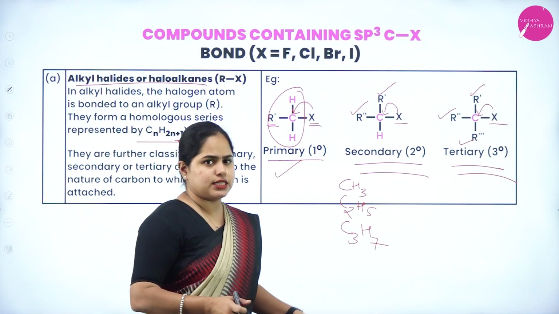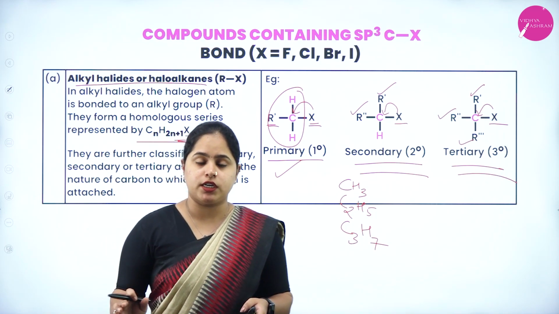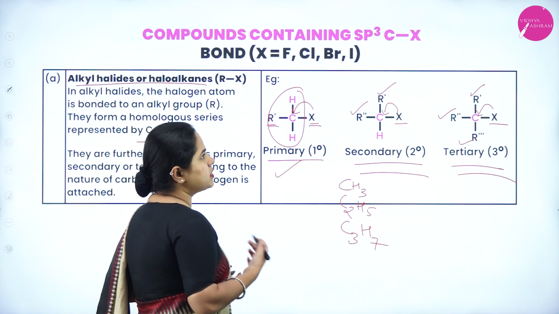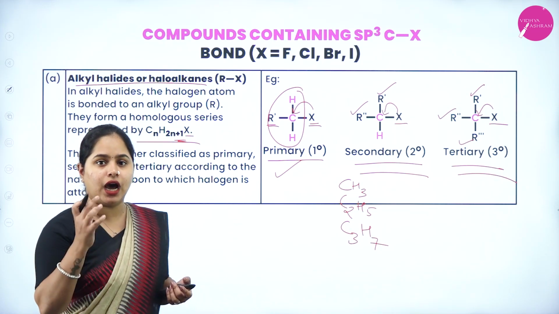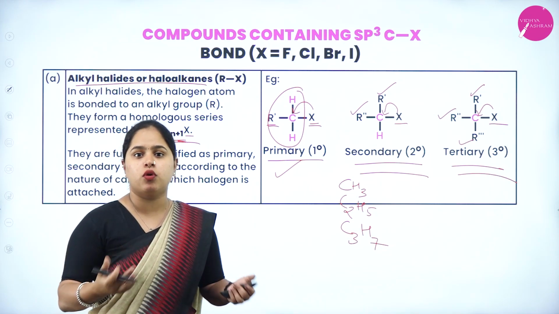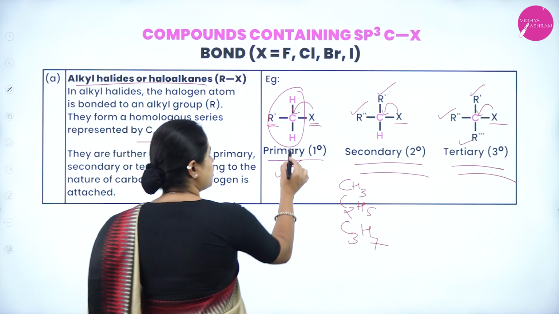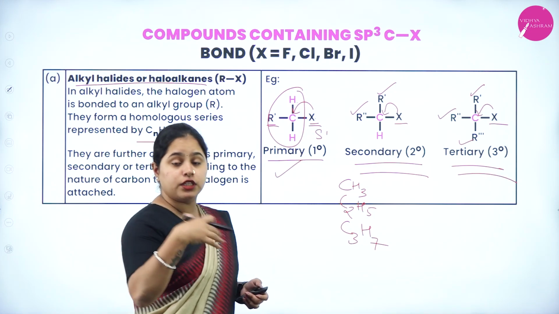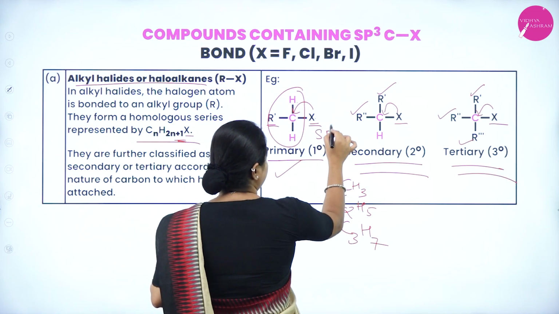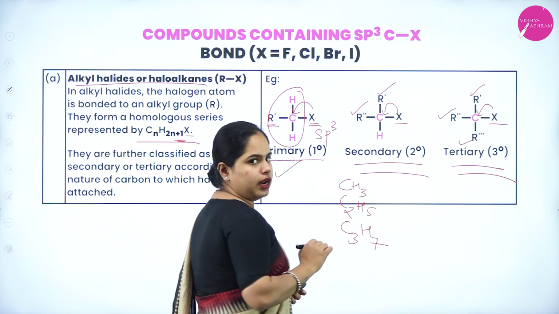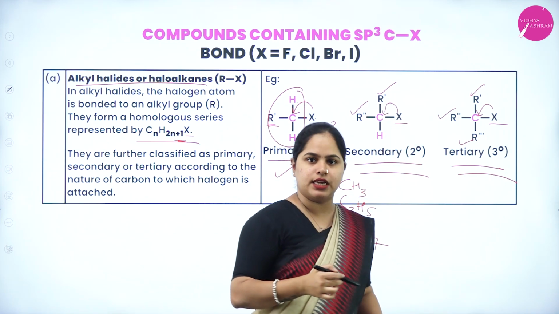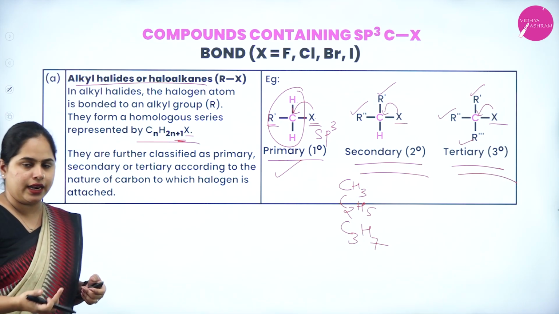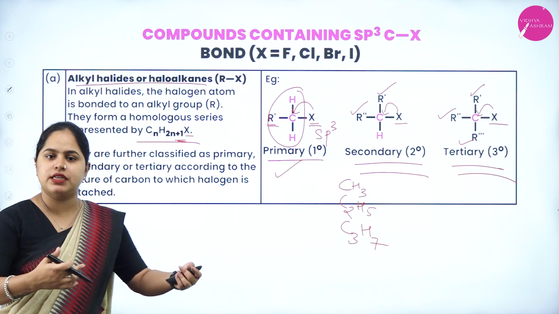And in all these cases, primary, secondary or tertiary, the carbon is sp3 hybridized only. So how can we say a carbon atom is sp3 hybridized? The carbon atom will be further attached to 4 different atoms. As you can see here, this is the carbon atom, 1, 2, 3, 4. It is attached to 4 other atoms, so it is sp3 hybridized. Here also 4 further atoms, so it is sp3. There also it is sp3. So this is the first classification, that is haloalkanes, which are further classified into primary, secondary and tertiary.